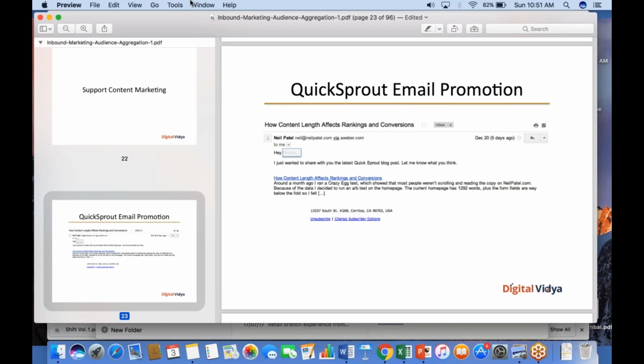And this is an example of how he's used email as a very good audience aggregation technique, like audience aggregation through email. He's tried to establish his own credibility as a thought leader in the space of SEO. For example, he's talking about how the length of content actually affects your rankings and eventual conversions.